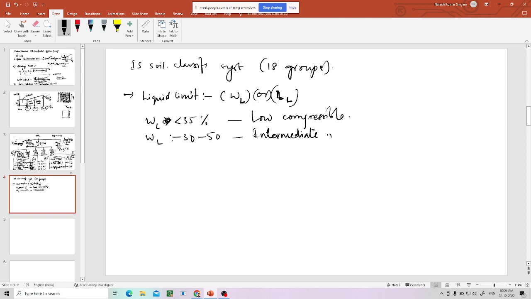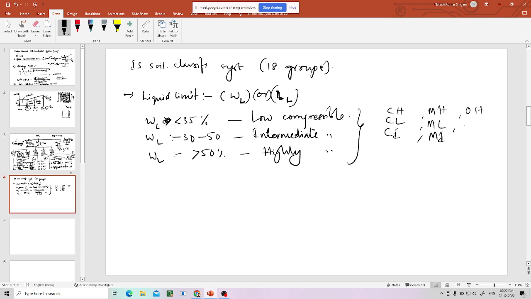Okay, intermediate compressible. If WL is greater than 50%, that is highly compressible. Highly compressible soil, right? Now, we know whether it is low, intermediate or high, but whether it is CH, CL, CI, we have MH, ML, MI, and OH, OL, OI. But out of them, whether it is C, M, or O, we know what is H, L, M from here. But whether it is C or M or O, for that, we need the Atterberg limits soil classification chart.